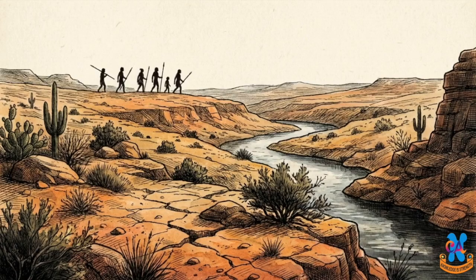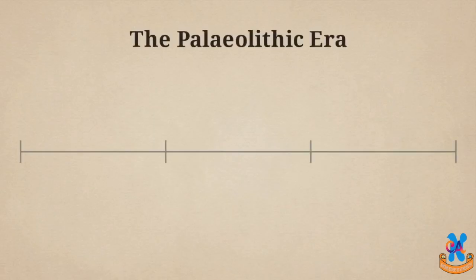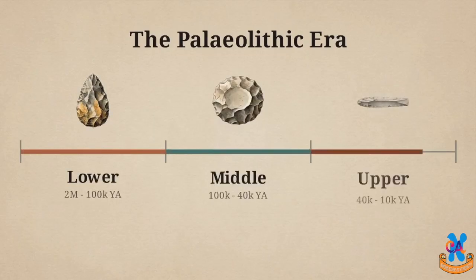We begin 2 million years ago in the Indian subcontinent. Human survival relies on constant movement. People hunt wild animals, gather plant food, and leave behind no permanent structures. This timeline maps the Stone Age. We divide the earliest era, the Paleolithic, into 3 distinct phases: the lower, the middle, and the upper.